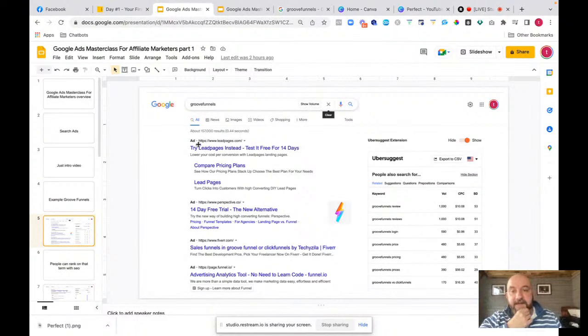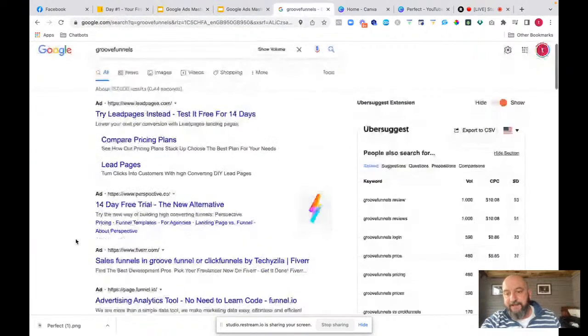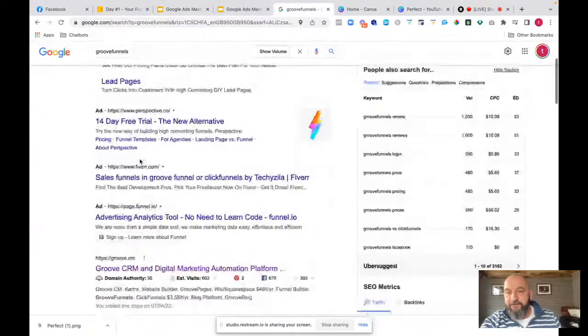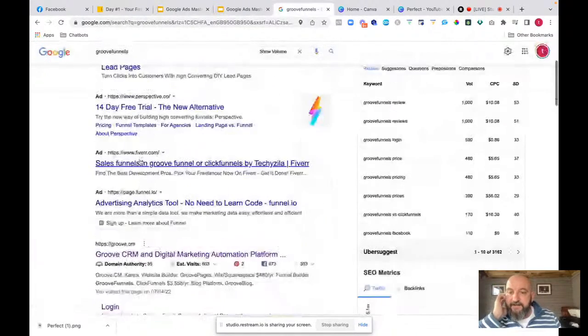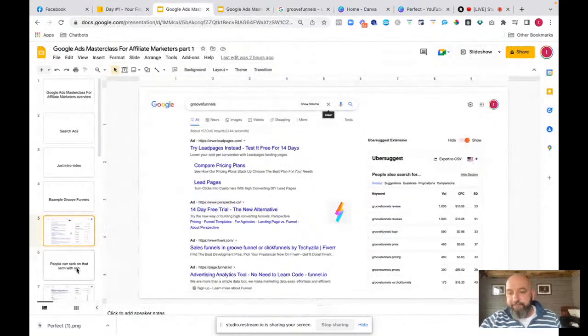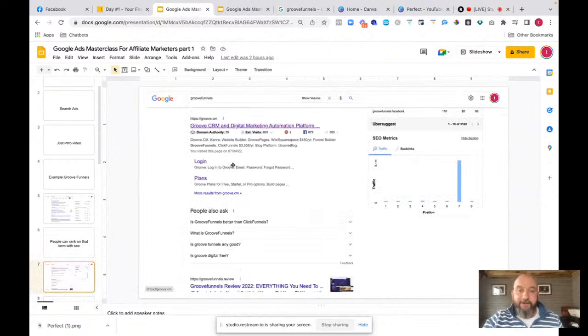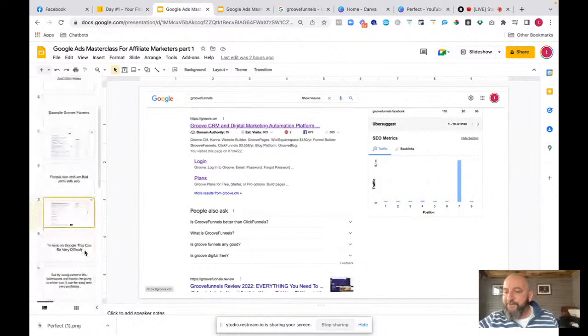So I've typed in Groove Funnels here, and as you can see, we've got ad after ad. Now, if we notice, none of these ads actually lead to Groove themselves. We've got Funnel IO, Perspective, and LeadPages, and then who ranks organically is Groove. What this means is that people can go out and rank without having to get the term on SEO. Now, if you guys have ever played with SEO, it can be quite complicated. Groove went through there and ranked highest on the SEO, and they've also taken up 2 places right here, which is also going to be quite important.